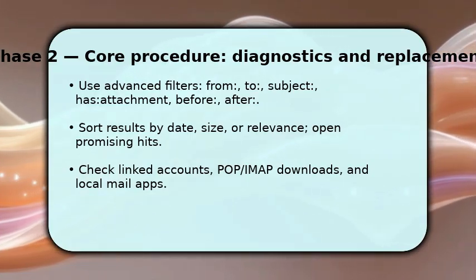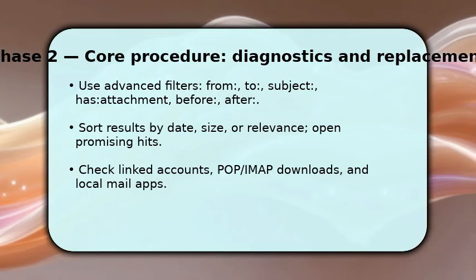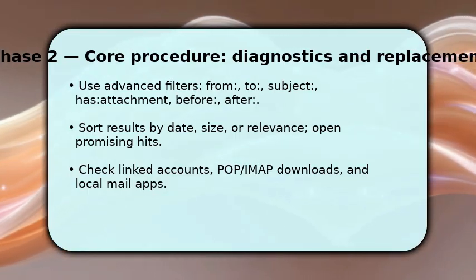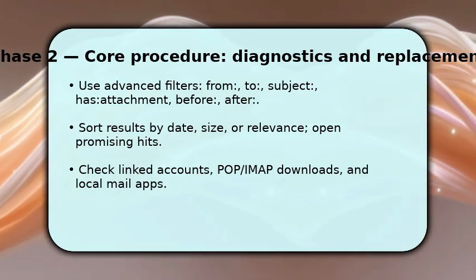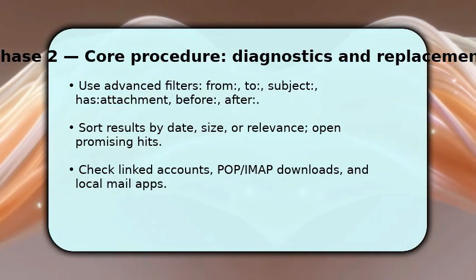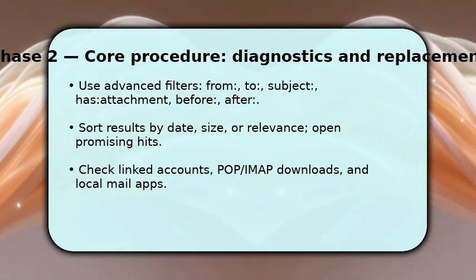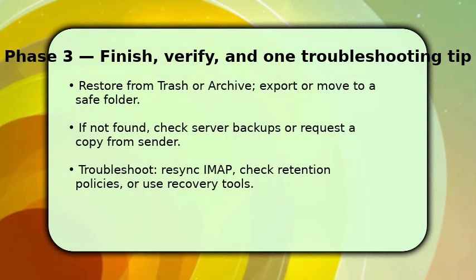Next, sort results by date or size to place likely candidates at the top. Open messages and inspect headers if you need origin details. Also verify linked accounts and local mail clients, because older mail can live on a desktop app or a synced archive. You're at the finish line.